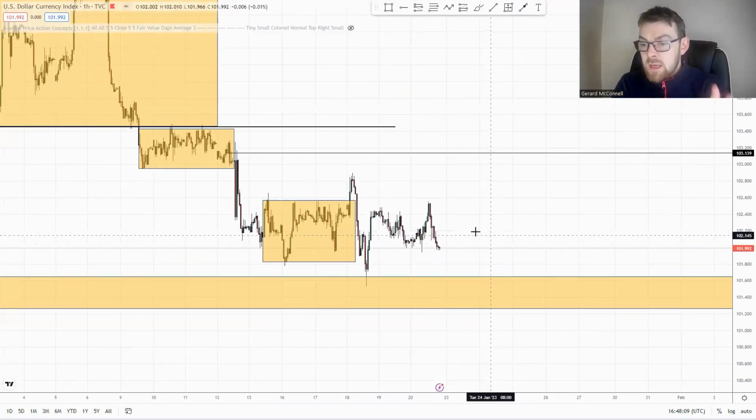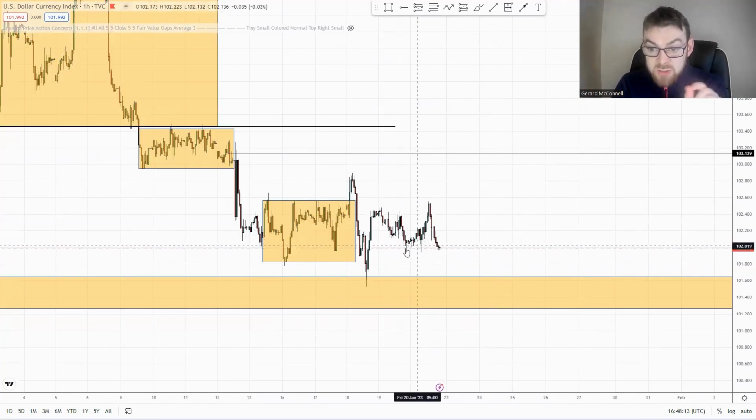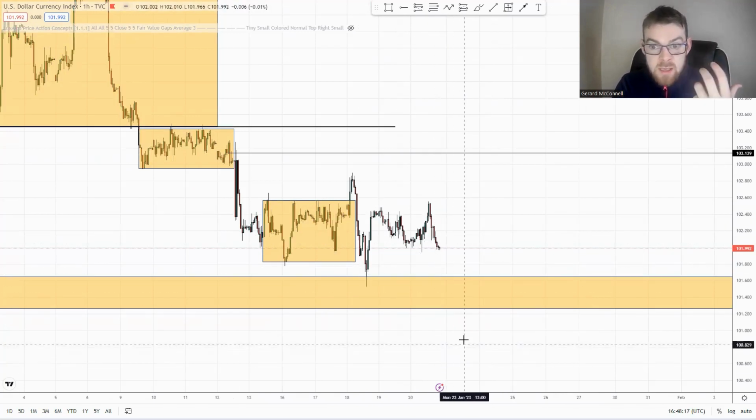So really the goal now is to see, now that the DXY has closed just marginally below 102, are we going to see that filtration of dollar weakness continue to play out?